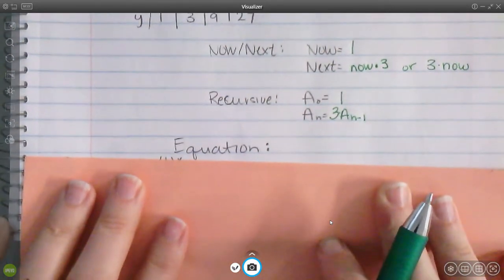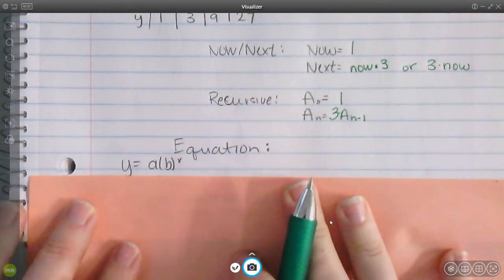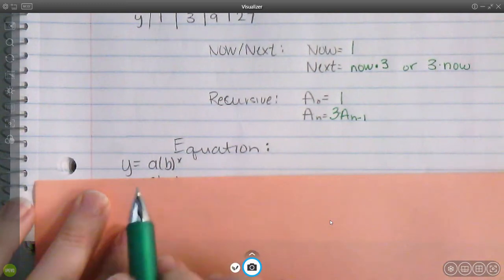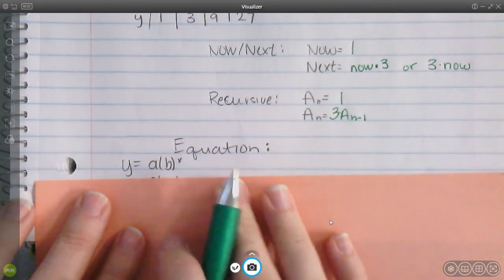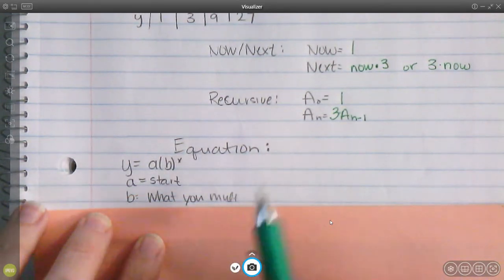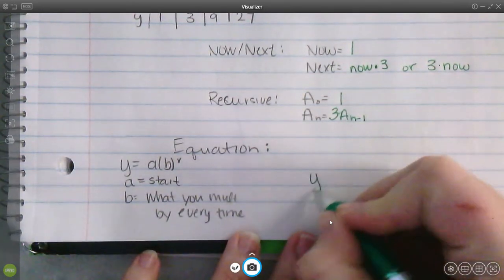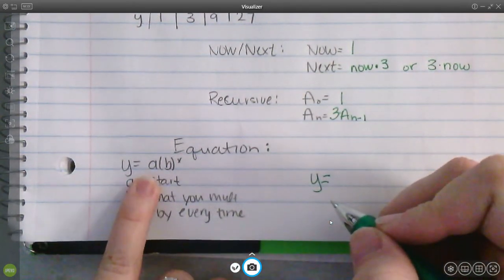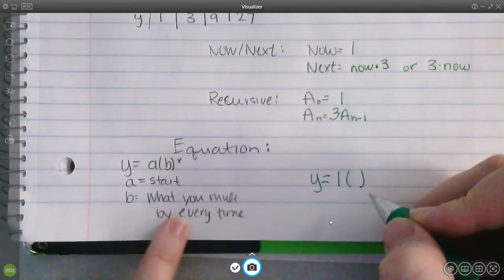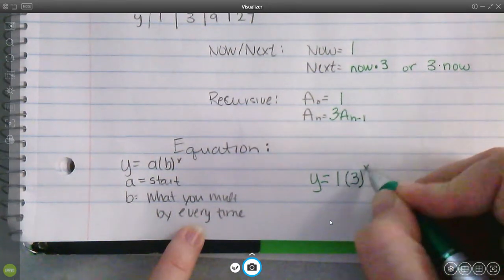And for our equation, this time it's not going to be linear because we're multiplying, not adding every time. So here's our exponential equation: y equals a times b to the power of x. And just a reminder, a is your start value, and b is what you're multiplying by every time. So to write this equation, we'll have y equals a, which was our start value, so 1. And then in parentheses is our b value, what you multiply by every time, which is 3, to the power of x.